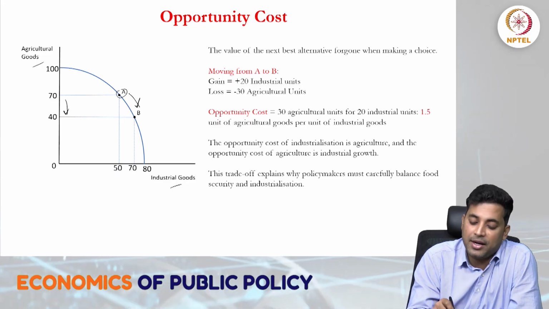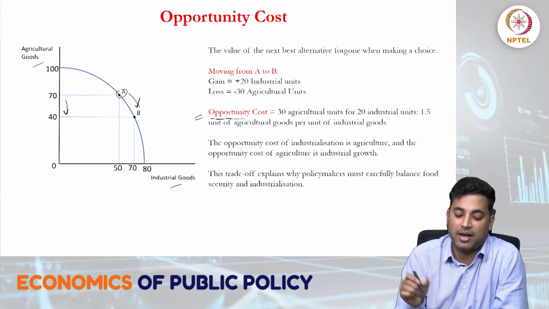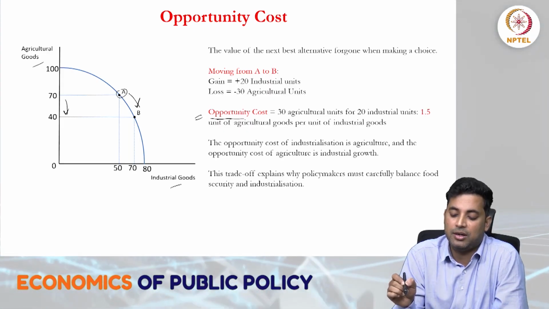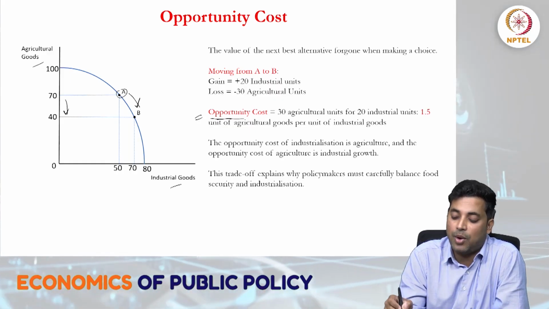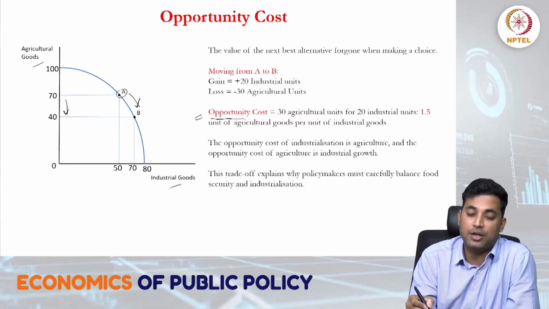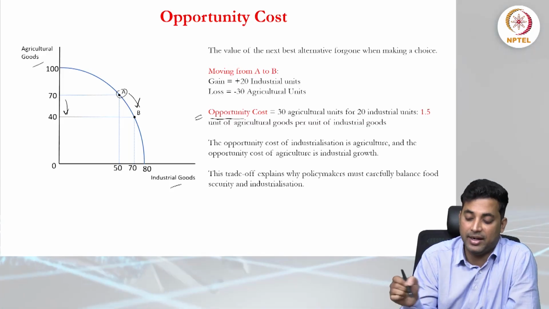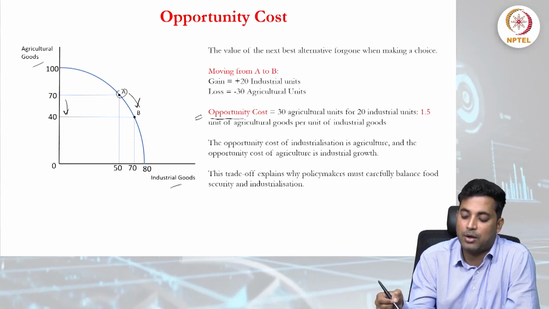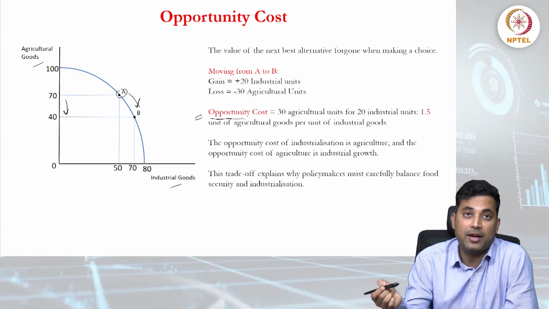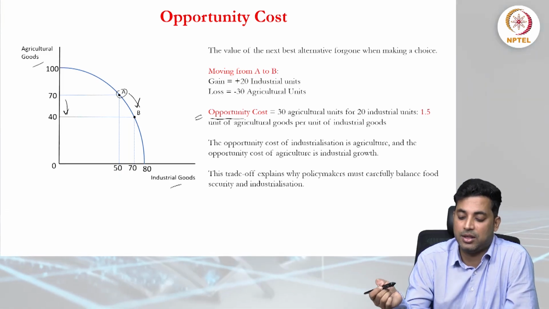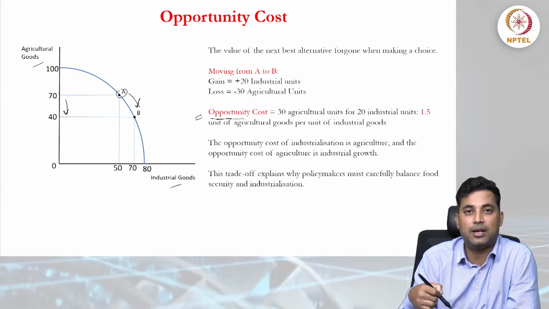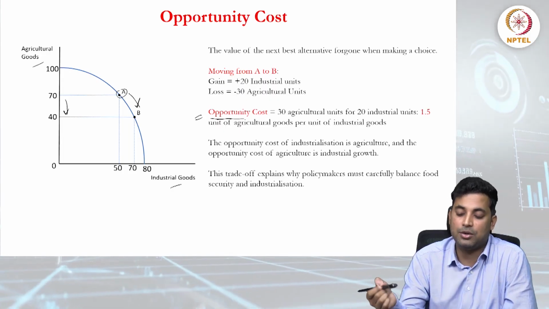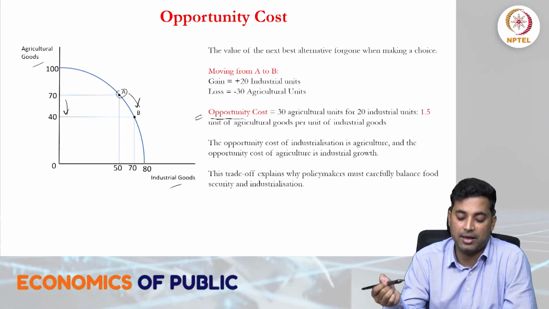So if I define opportunity cost with this diagram, it is 30 agricultural units for 20 industrial units, so the opportunity cost is 1.5, a simple calculation of 30 by 20. That is how we get it: 1.5 units of agricultural goods per unit of industrial goods. That is how we calculate what is foregone. In order to produce 1 unit of additional industrial goods, we have to give up 1.5 units of agricultural goods.